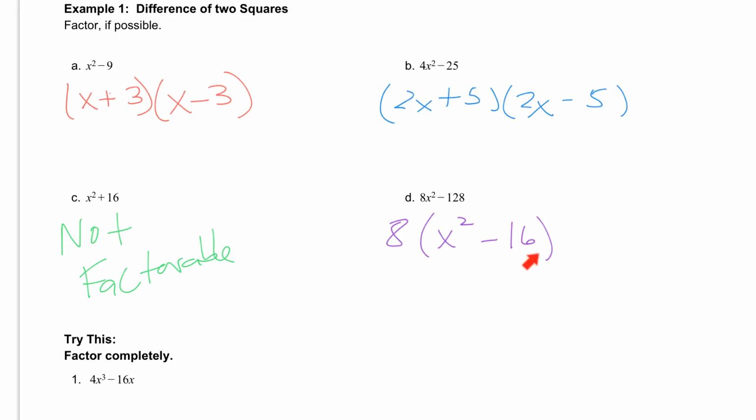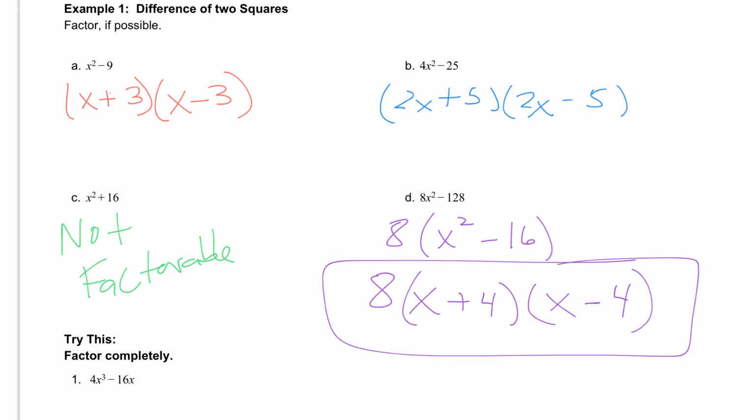Then we can look on the inside of the parentheses. We have two terms. We have an x squared, it is subtraction, and we have a 16. Both of these are perfect squares, which tells us we can continue on. Don't forget to carry the 8, the greatest common factor, down, as that needs to be in your answer. x squared comes from x times x, and 16 comes from 4 times 4. And then remember, we just need opposite signs.